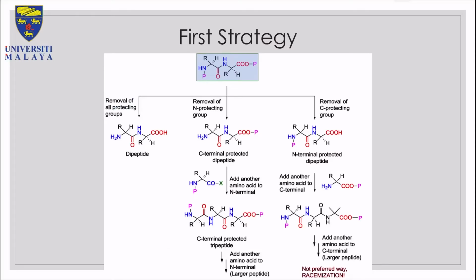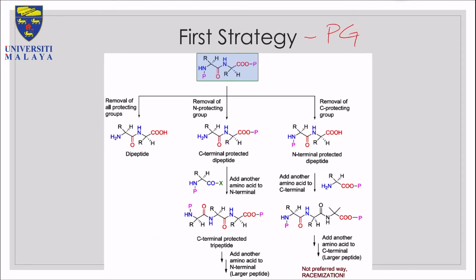What we looked at last time were the strategies, or options, to synthesize peptides. If you just mix two amino acids together, it will not spontaneously form a dipeptide. So you need a way by which you can control the reaction, either to promote it or to inhibit it. The first strategy that we looked at is the use of protecting groups.